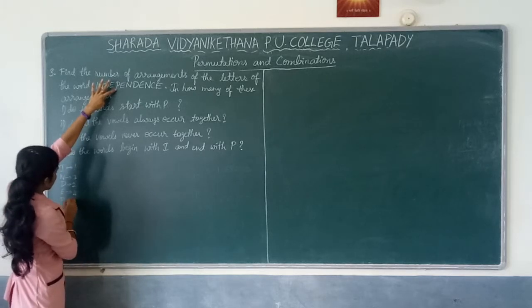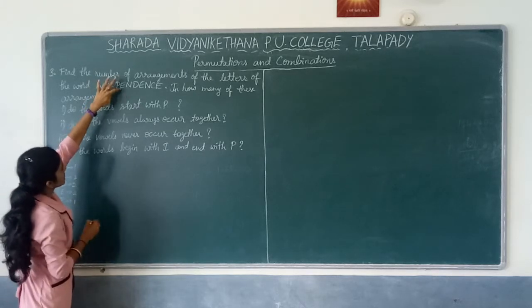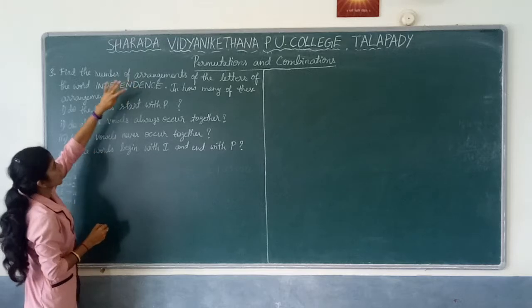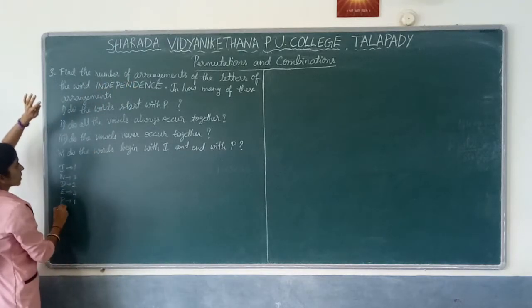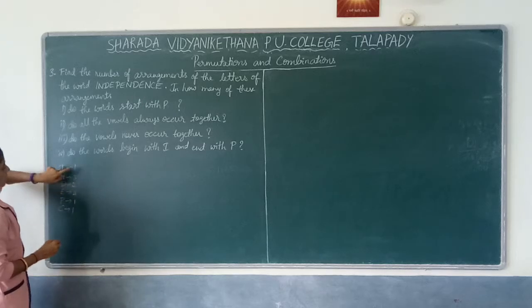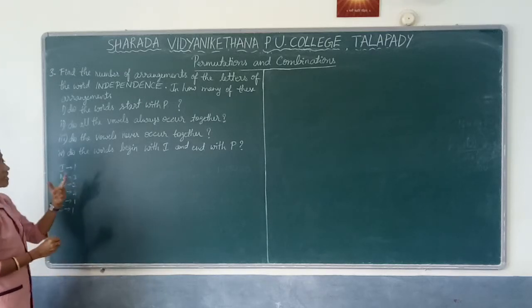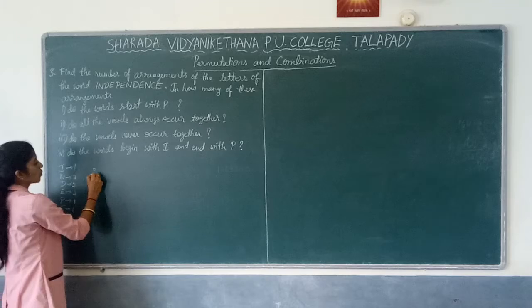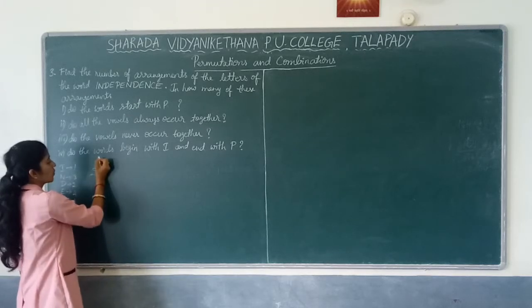Then I is done, N is done, D is done, E is done. How many P are present? Only 1, right? C is 1. So total how many are there? 4, 6, 10, 12 are there, right? 12 letters are there. Therefore, what is the total number of permutations?